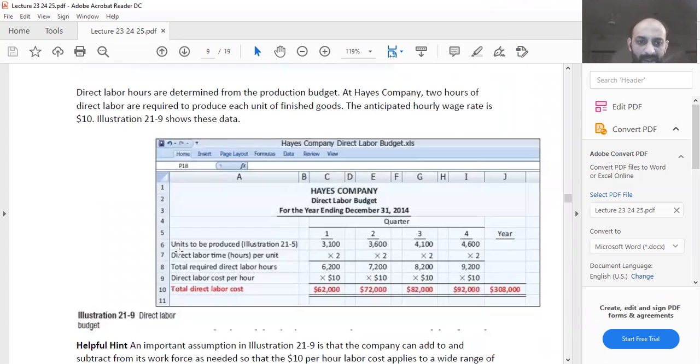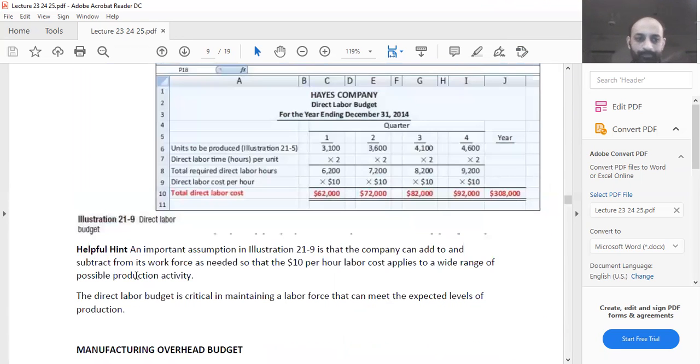So we already know the units to be produced for each quarter. We multiply it by the hours needed per unit, 2 hours. We get the total required direct labor hours, which is 6200. And when we multiply it with the rate, we obviously get the total direct labor cost for each quarter. And then we get the total direct labor cost for the whole year.